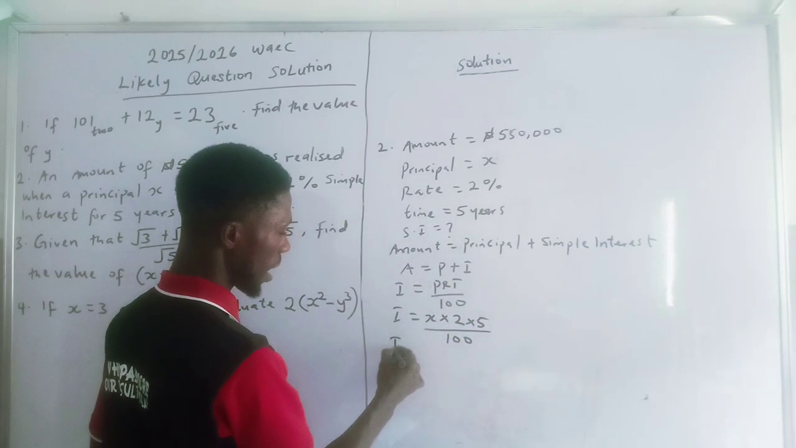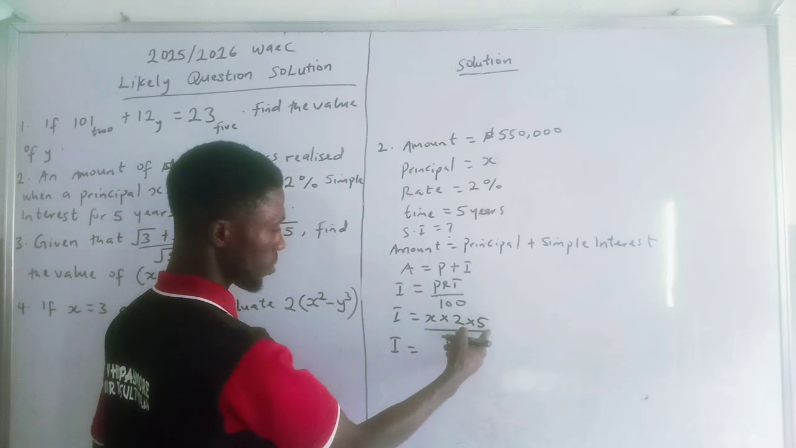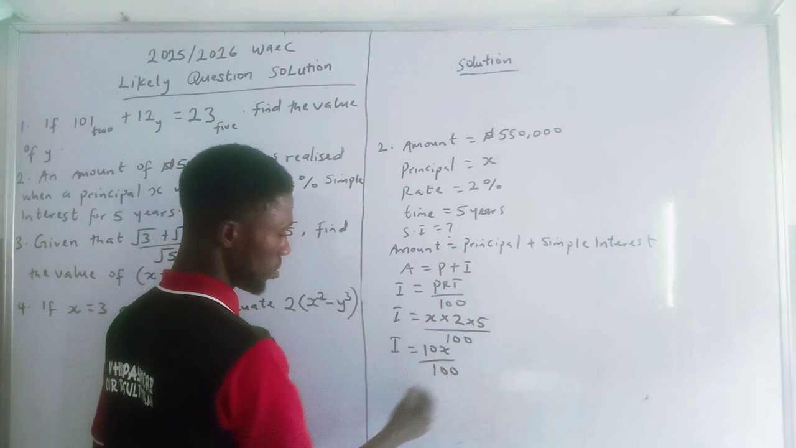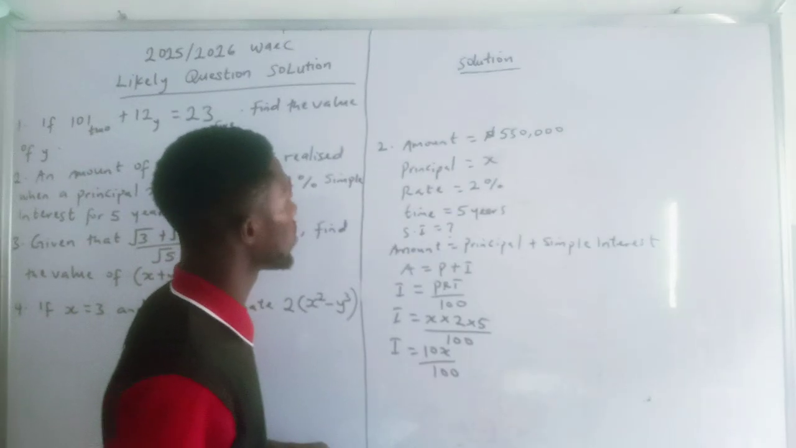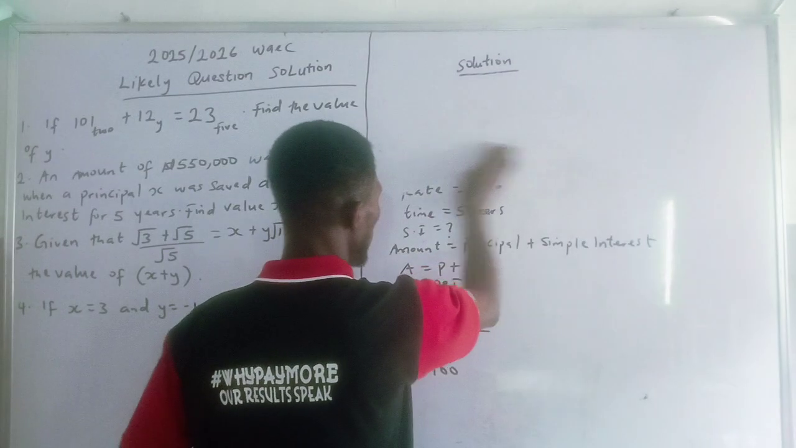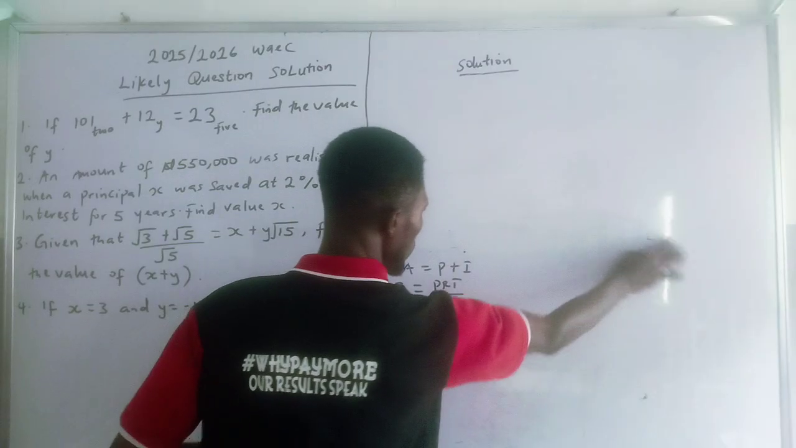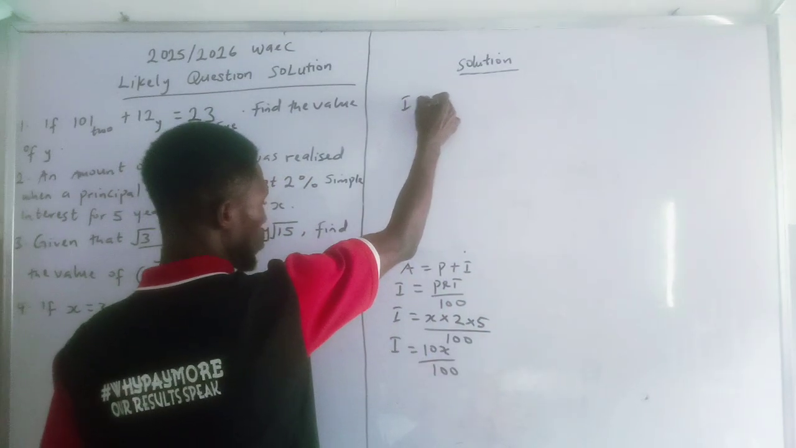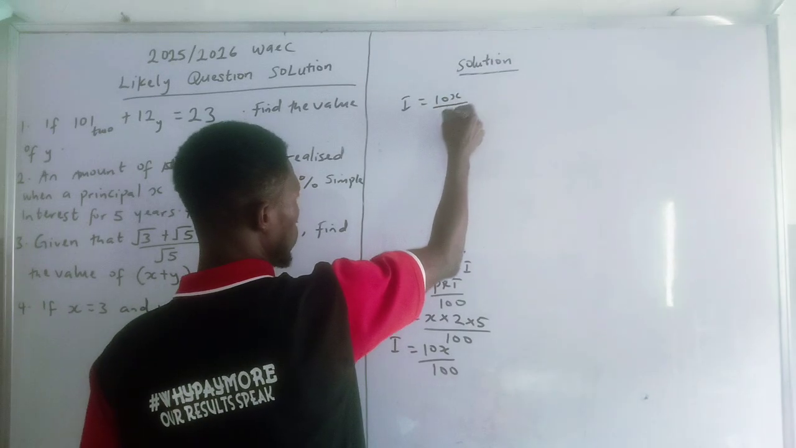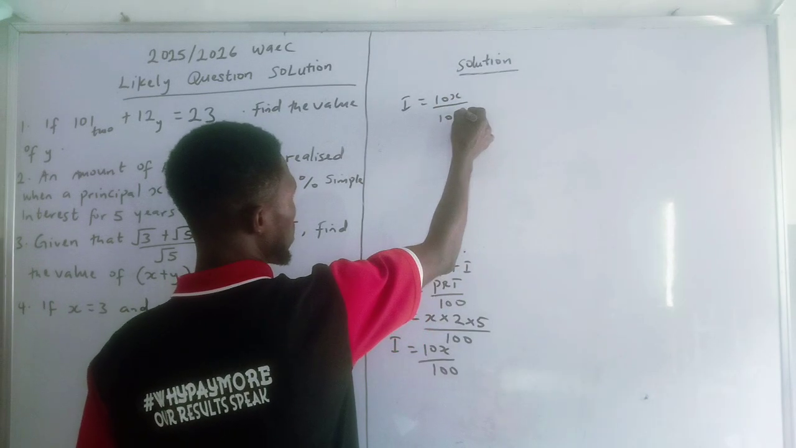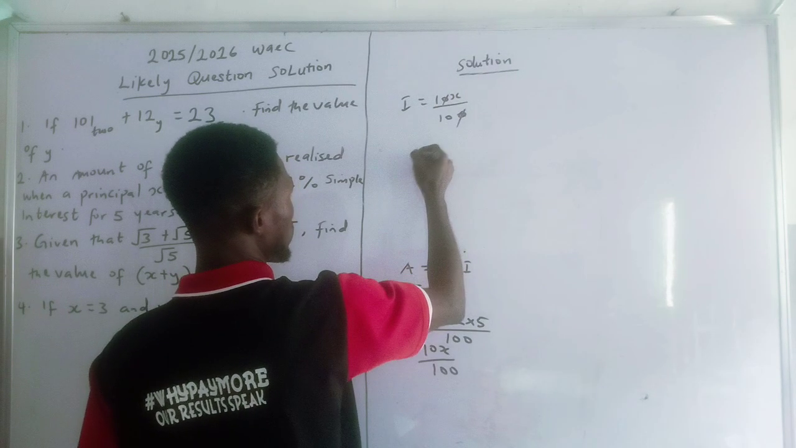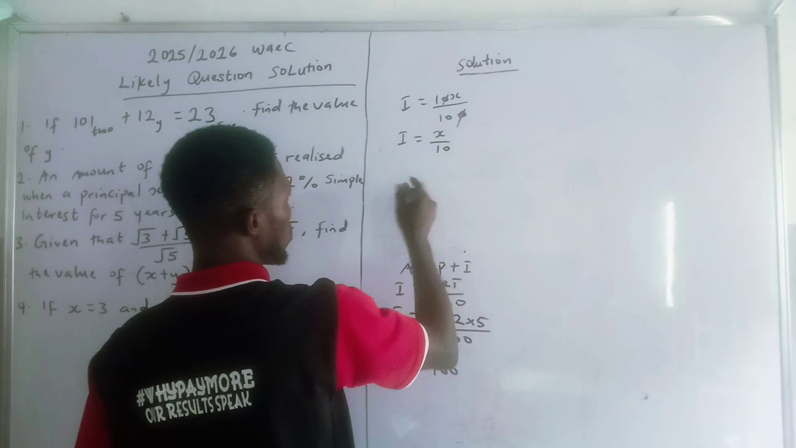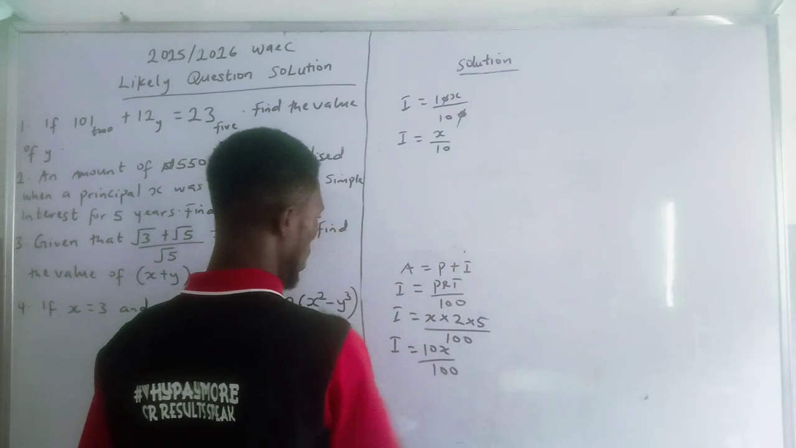So don't forget I is equal to 2 times 5, which is 10, then times x is 10x over 100. So from there, let's simplify this equation. Then we bring it up again. Don't forget that we now have I equal to 10x over 100. So from there, we can see the 0 will cancel this 0. Then we have I equals X over 10.